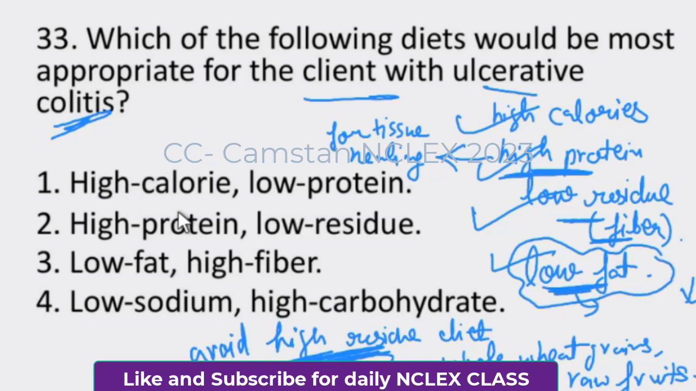So let's go through the options. High calorie, low protein. No, this one is wrong. High protein, low residue. This one is correct so far. Low fat, high fiber. No, this is wrong. Low sodium, high carb. It has nothing to do with sodium diet. No need to follow low sodium diet. So this one is also not correct. So the correct option is high protein, low residue diet. That is the second one. Right.